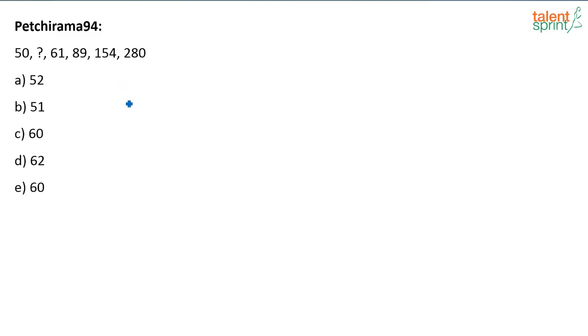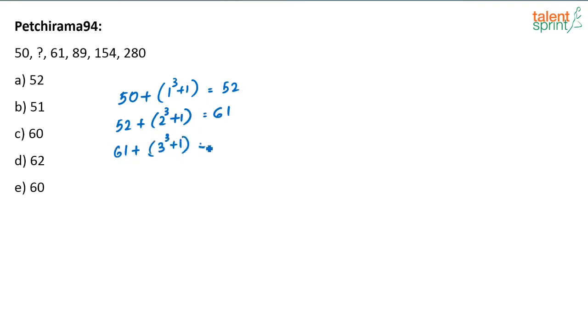So what is the logic that is followed here? See, 50 plus 1 cube plus 1, that is 52, okay? 52 plus 2 cube plus 1, that is 52 plus 9. 61 plus 3 cube plus 1, that is 27 plus 1, 28, correct? That is 89. 61 plus 28 is 89, correct?